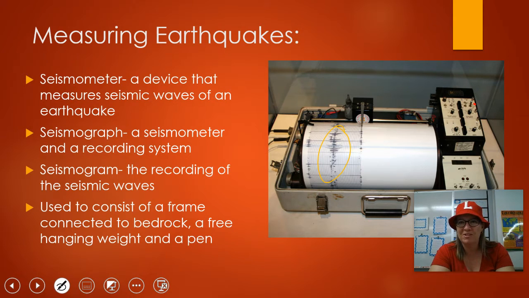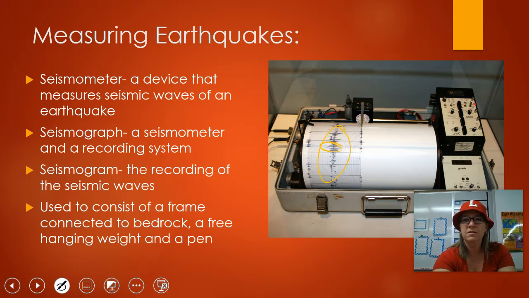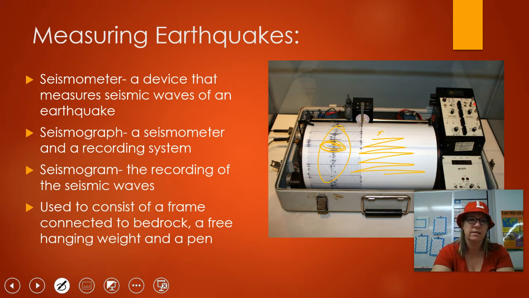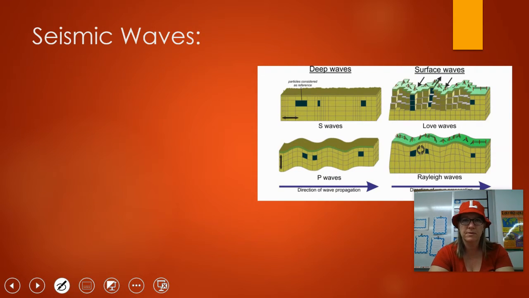They've gotten way more advanced and more technological and use computers and things like that. But the same principle is still there. It's a unit that is on the ground, and as the ground moves, it shakes, and so it records that shaking. The more movement there is, the higher these lines are going to be. If there's only a little shaking, the pen's only going to move a little bit. If there's a lot of shaking, the pen's going to move a lot. And so that's how you measure earthquakes.